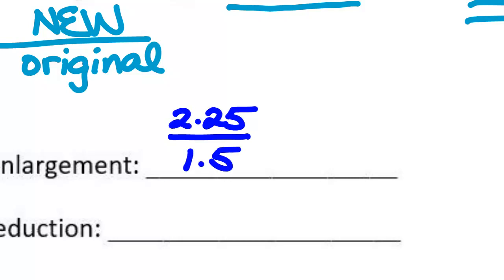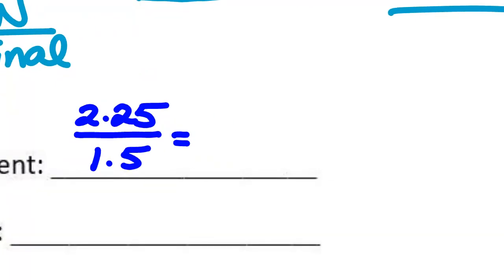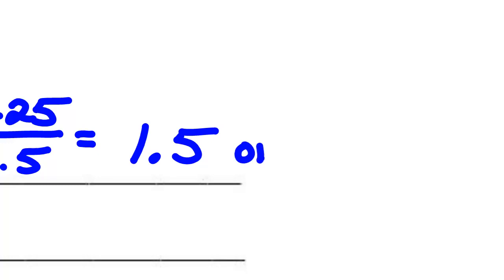2.25 over 1.5. That's absolutely correct. Can somebody pop that in their calculator for me and tell me what you get when you do 2.25 divided by 1.5? 1.5. So in simplified form, I would say that the scale factor for the enlargement is 1.5. Or if you wanted to leave that in fraction form, but you wanted it in simplest terms, that would be 3 over 2.